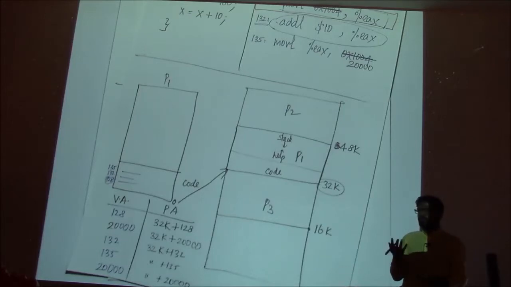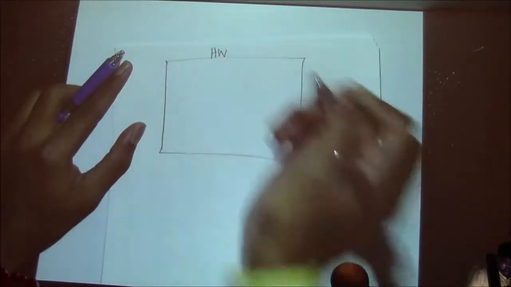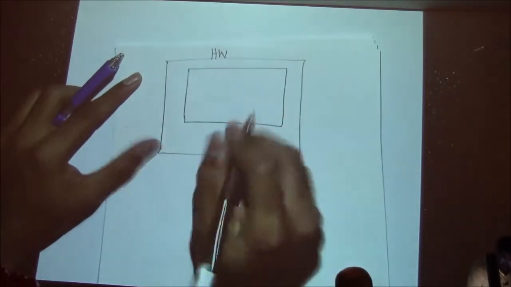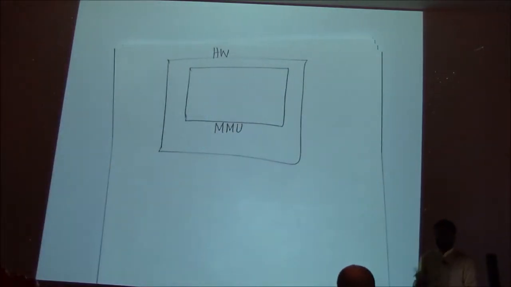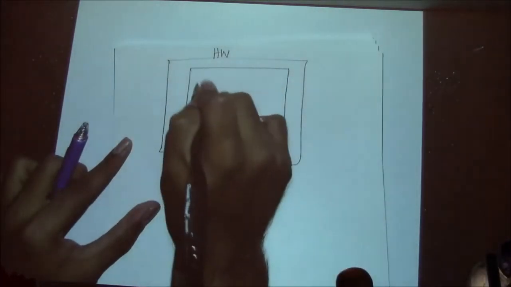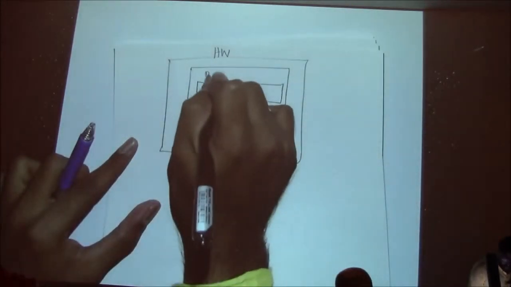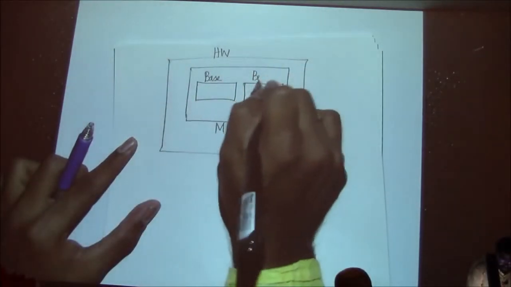You understand? The operating system needs to figure out the base of the address space, where the address space is loaded. And for this, the hardware has a sub-unit inside it called the memory management unit. This memory management unit provides two extra registers. The first register is called the base register, and the second register is called the bounds register.